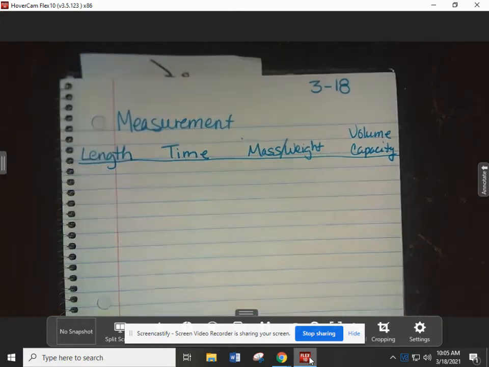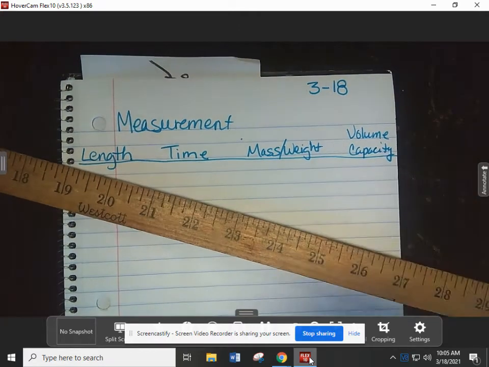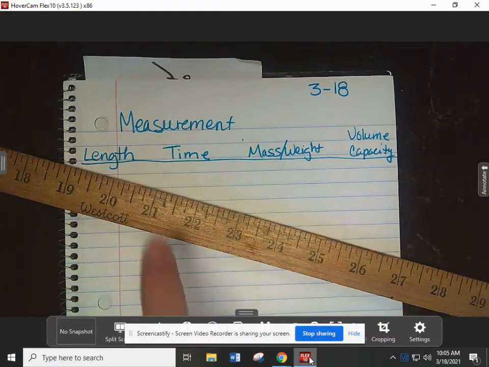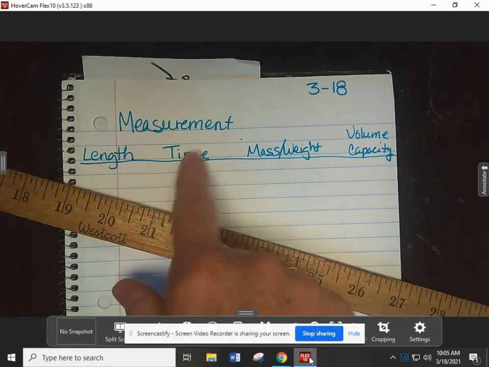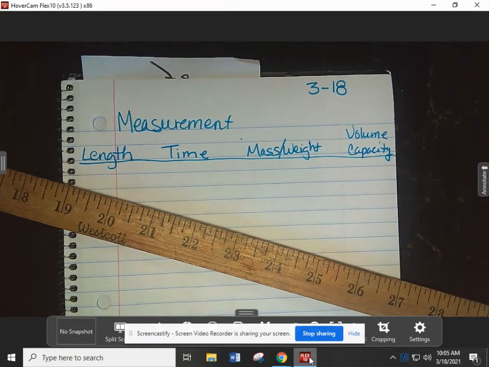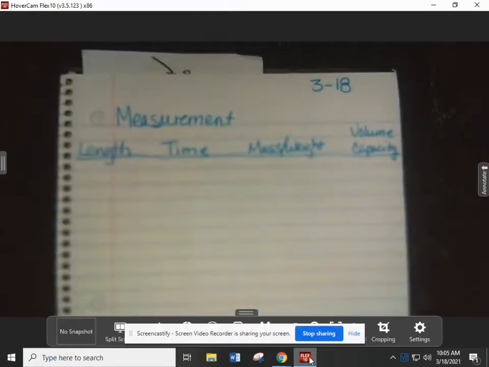Why would I have one of these things? To whack a bug? Yes. Why do we use things like this? To measure. So we have measurement here. Do we use this to measure length, time, mass and weight, or volume and capacity? Length. So something like this is used to measure length.